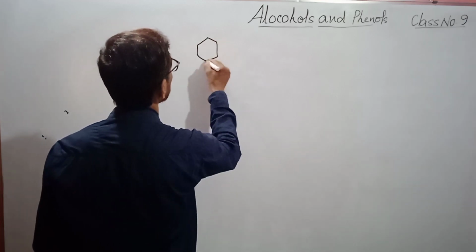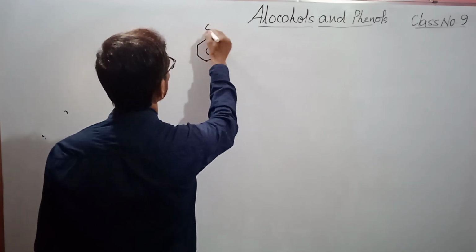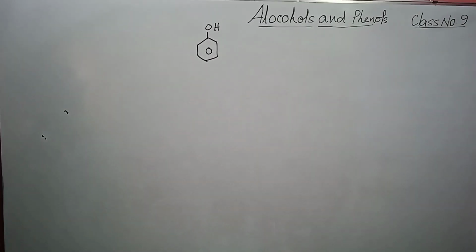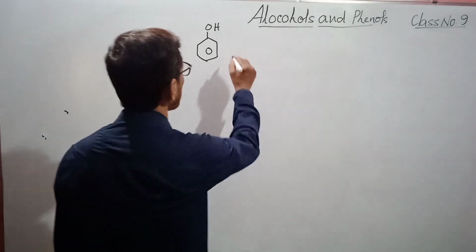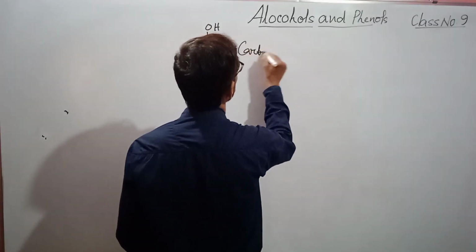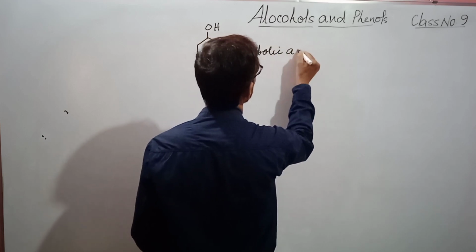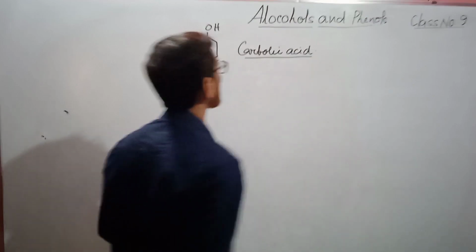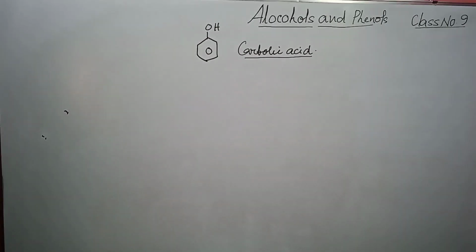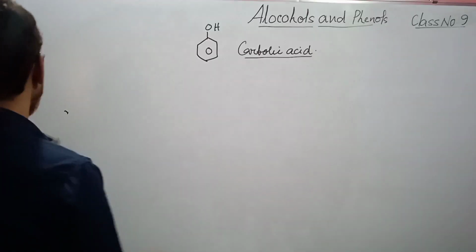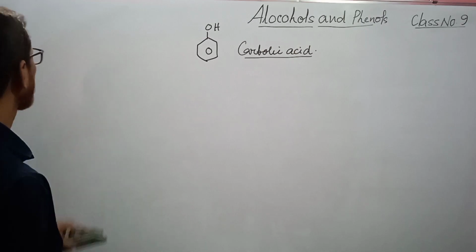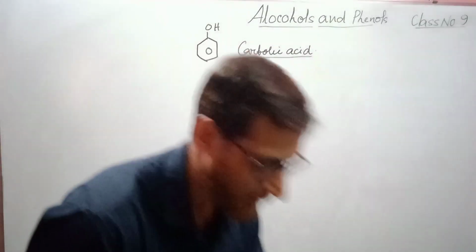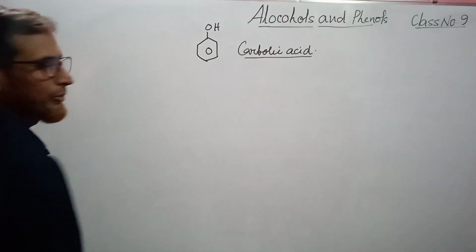Phenol, this is phenol, and its another name is carbolic acid, sometimes asked in entrance exam, any normal exam, carbolic acid. So one thing here I recall that a bit earlier I wrote the structure of salol and oil of wintergreen. So how will you keep it in your mind?